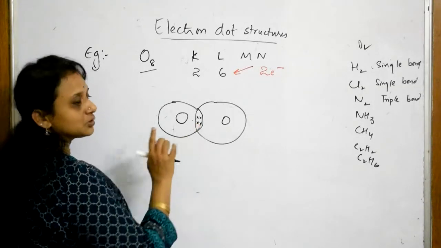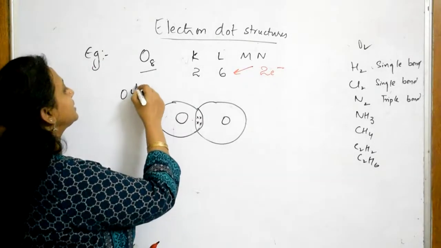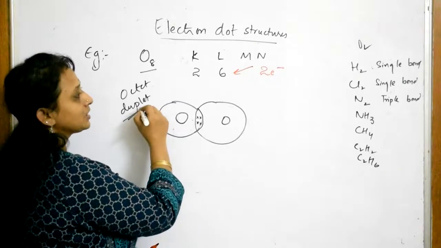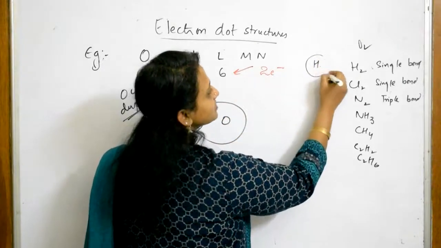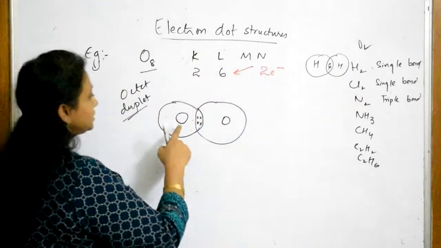So how many are over? Total should be 8. The concept is it should have octet or duplet. For hydrogen we got duplet. For hydrogen we got how many like this? We got 2 electrons, isn't it? Here duplet. Here it is octet.